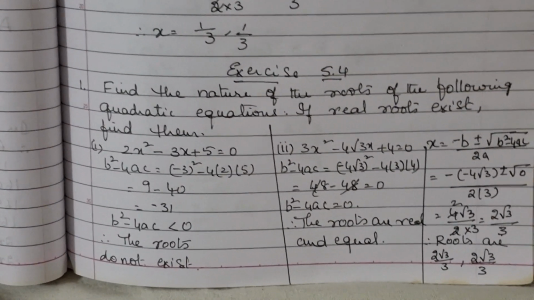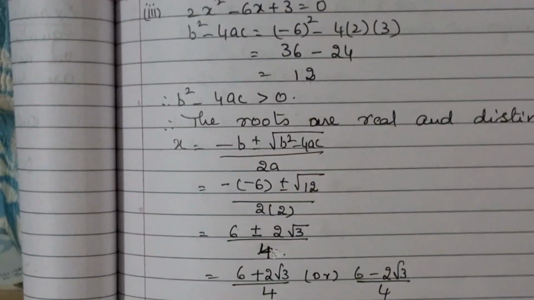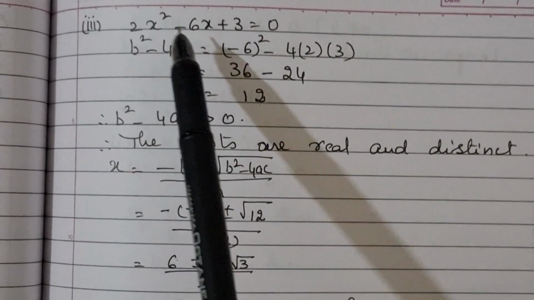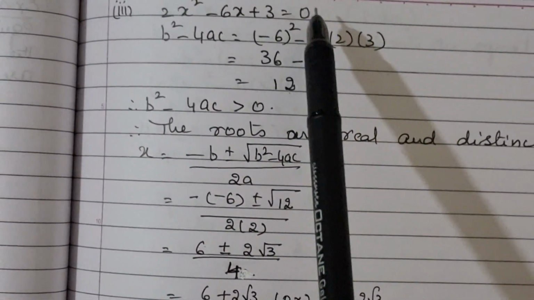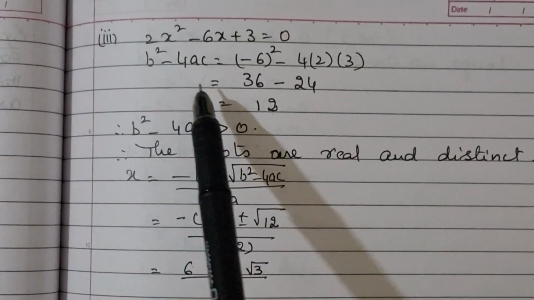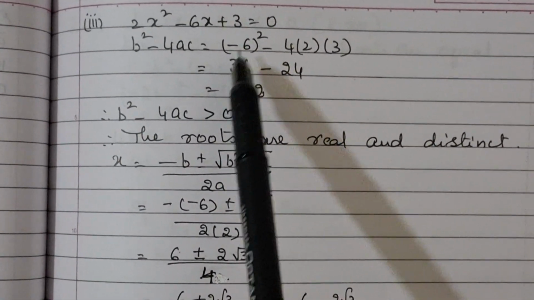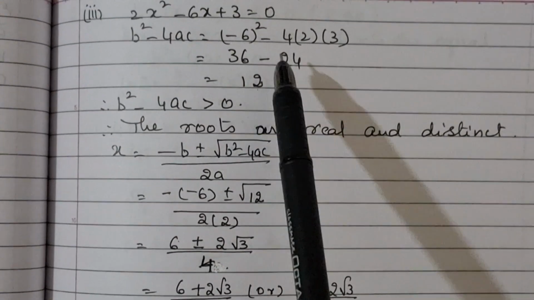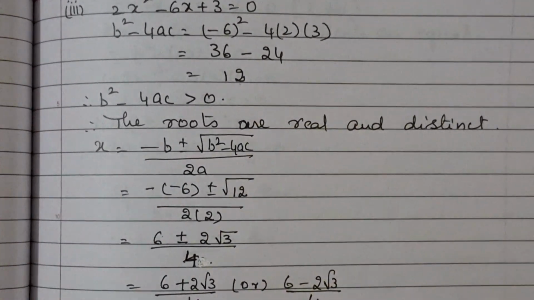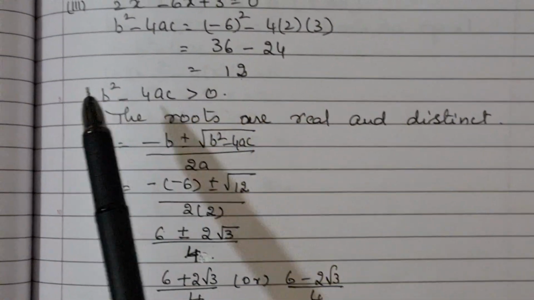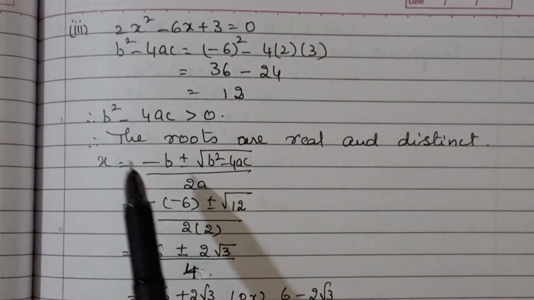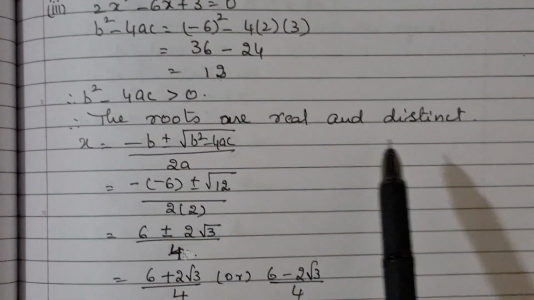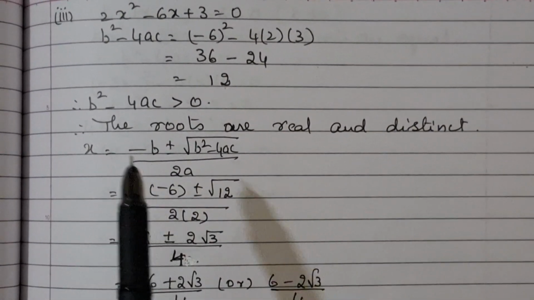Please note it down. Now first problem, third bit: 2x² − 6x + 3 = 0. So b² − 4ac is (−6)² − 4 into 2 into 3. 36 minus 24, so 12. So b² − 4ac is greater than 0. So roots are real and distinct. Two answers you will be getting.